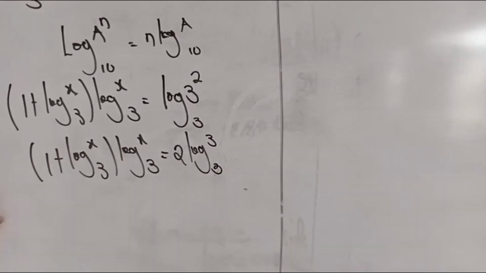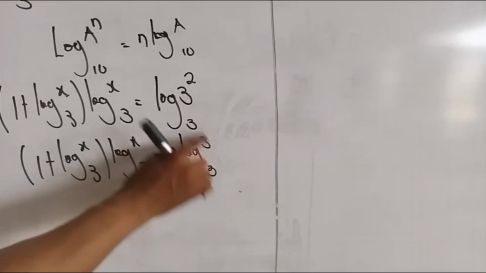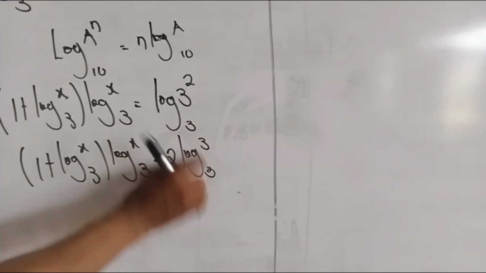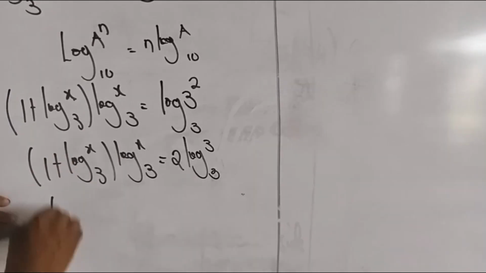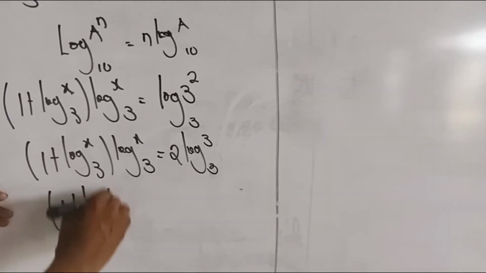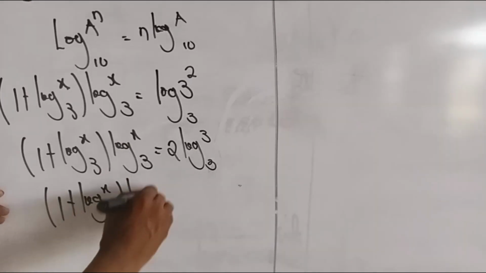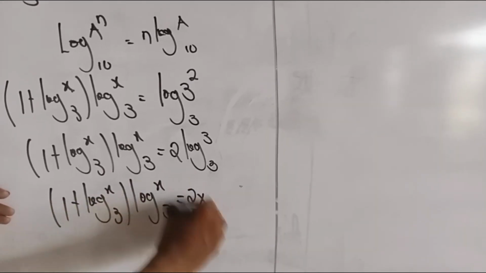Now the law is reflecting again when you have equal base and power. The law said the value is 1. So I'm having 1 plus log x in base 3, times log x in base 3, equals 2 times 1.